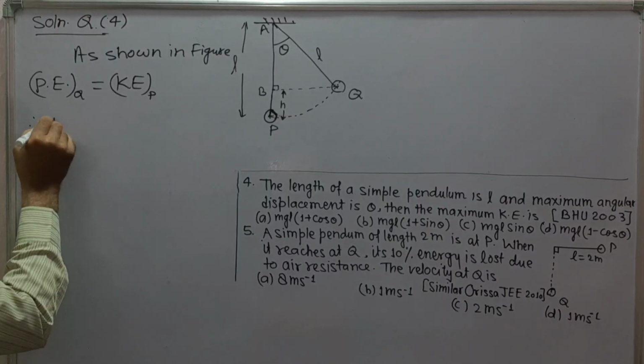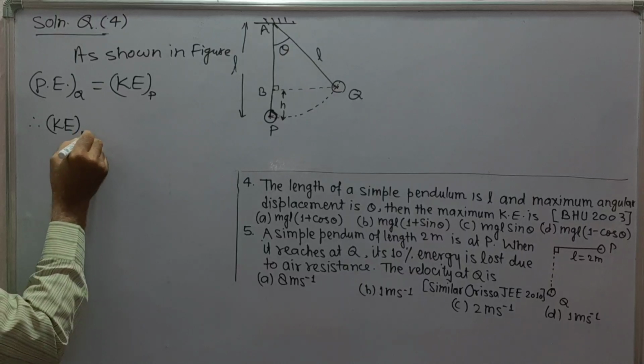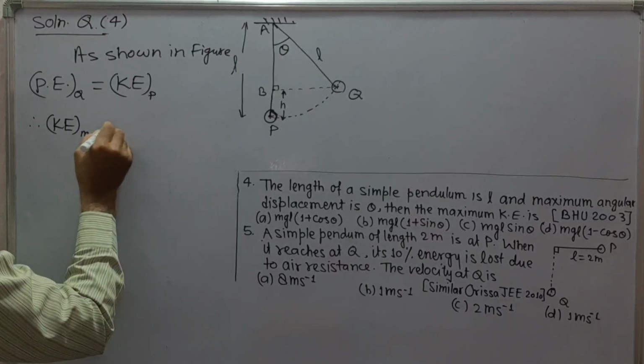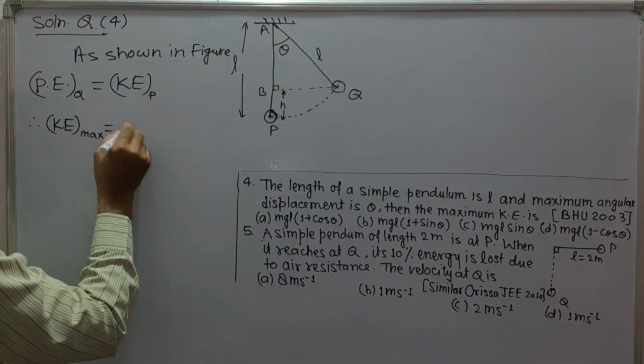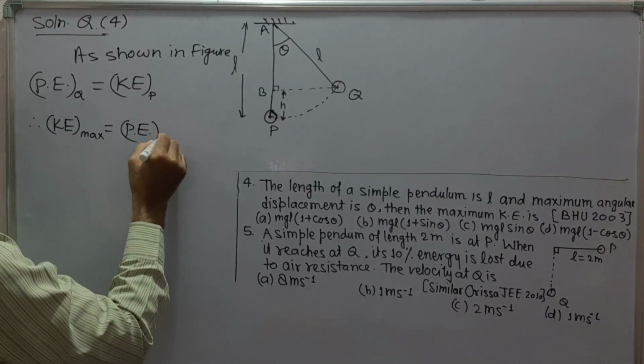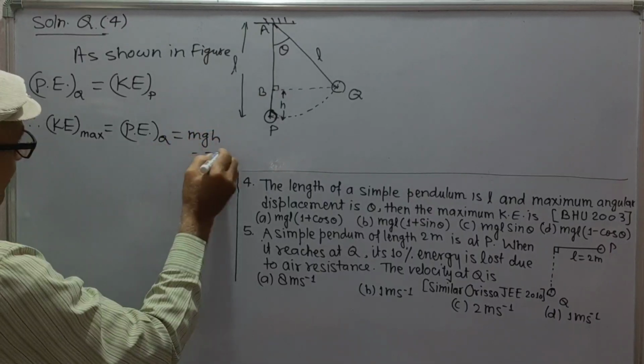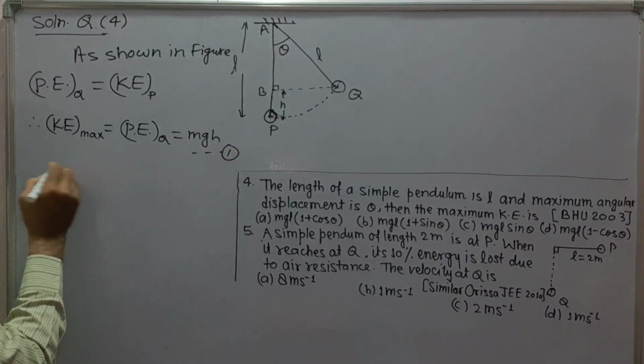Therefore, K max will be equal to potential energy at Q, which is mgh. Suppose this is equation 1.